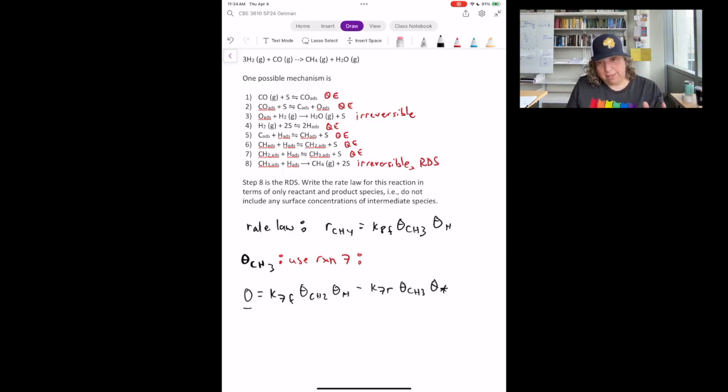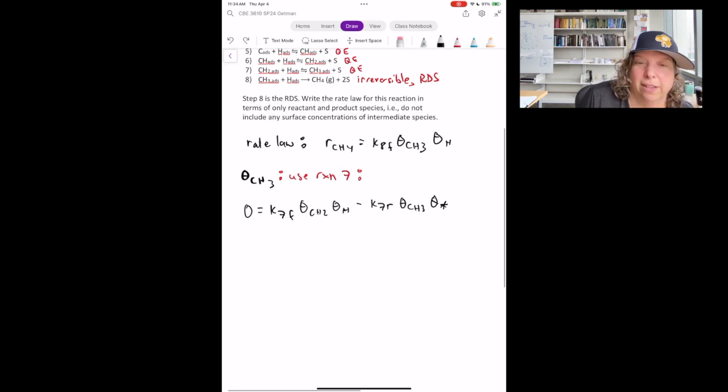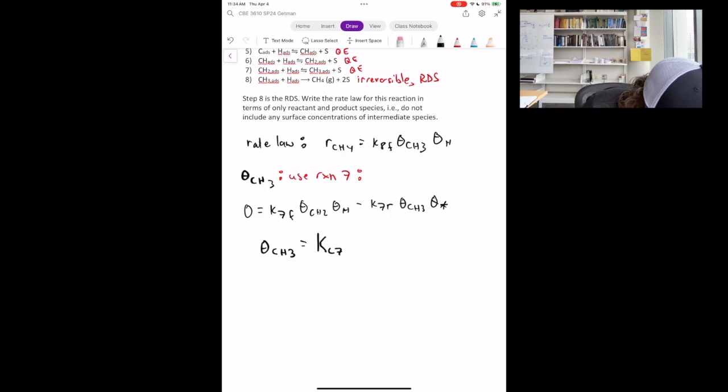Okay, because that net rate is equal to 0, that allows me to turn this rate into an equilibrium statement. So I could take the equilibrium constant is going to be equal to the reactants over the products. I can get that just as well by solving for the coverage variable I want here. So I'm going to say theta CH3 is going to be equal to KC7. So KC7 is my equilibrium constant times theta CH2, theta H, and then divided by theta star.